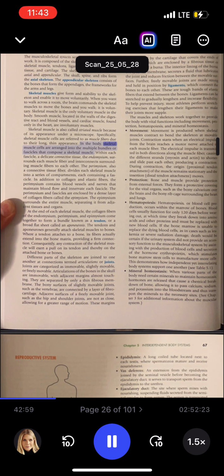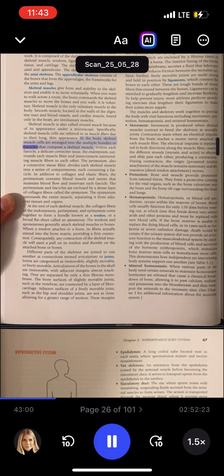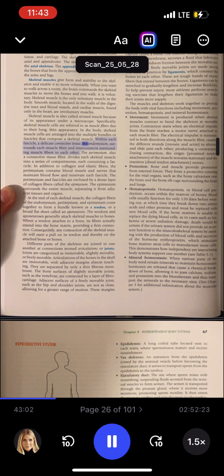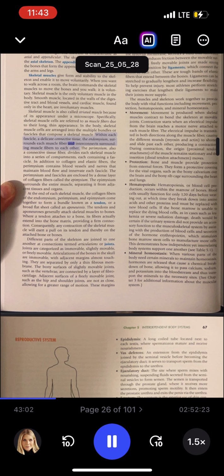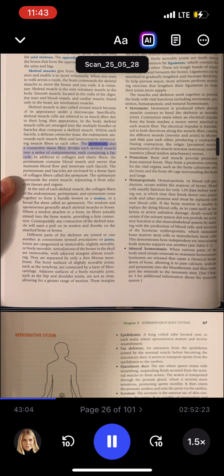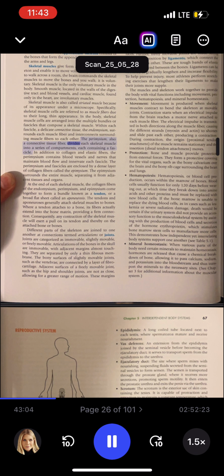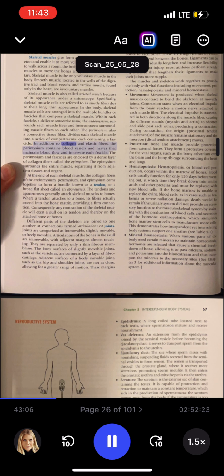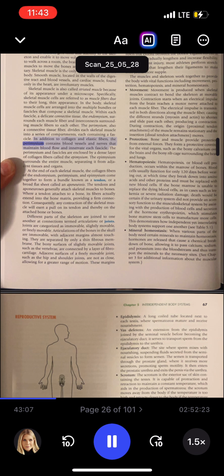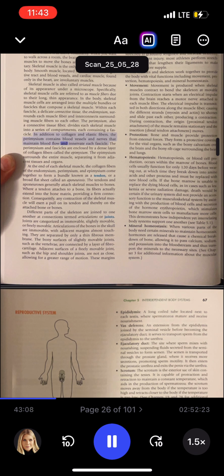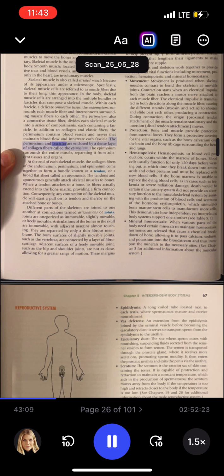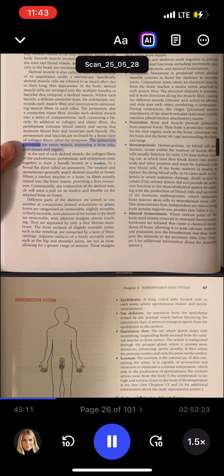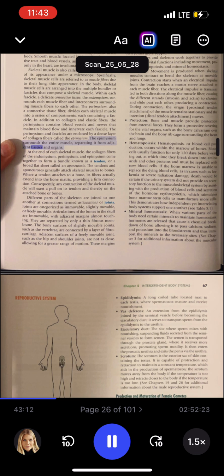In the body, skeletal muscle cells are arranged into multiple bundles, or fascicles, that compose a skeletal muscle. Within each fascicle, a delicate connective tissue, the endomysium, surrounds each muscle fiber and interconnects surrounding muscle fibers to each other. The perimysium, also a connective tissue fiber, divides each skeletal muscle into a series of compartments, each containing a fascicle. In addition to collagen and elastic fibers, the perimysium contains blood vessels and nerves that maintain blood flow and innervate each fascicle. The perimysium and fascicles are enclosed by a dense layer of collagen fibers called the epimysium. The epimysium surrounds the entire muscle, separating it from adjacent tissues and organs.